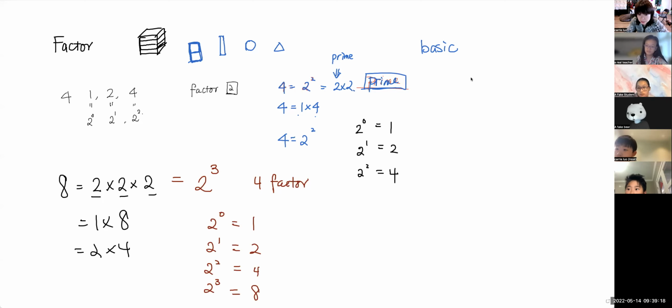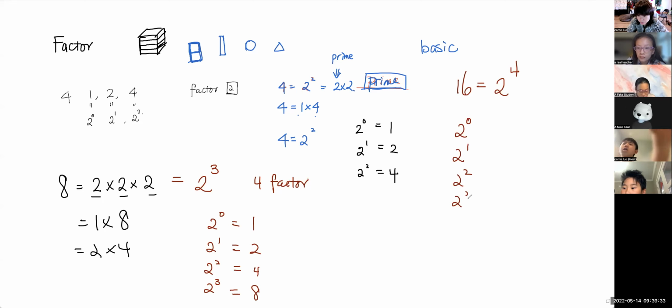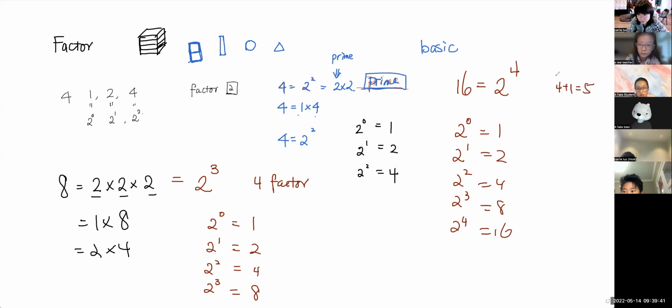Okay, so now let's take a look at this one. If we see 16, how many factors does 16 have? Because 16 equals 2 to the power 4, in order to find the factors of 16, it's either 2 to the 0, 2 to the 1, 2 to the 2, 2 to the 3, or 2 to the 4. So that's why it's 1, 2, 4, 8, and 16. So that's why it's 4 plus 1 equals 5.